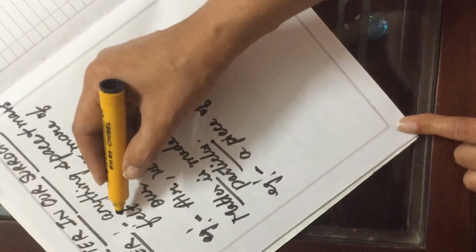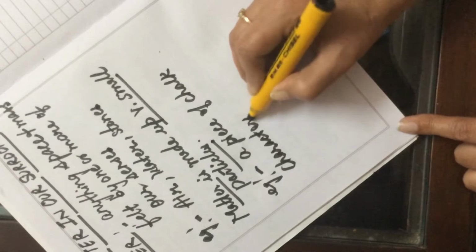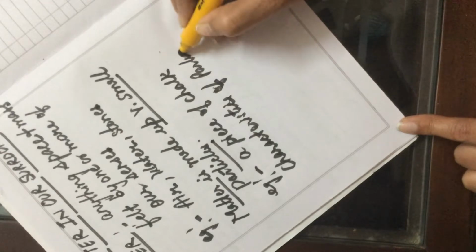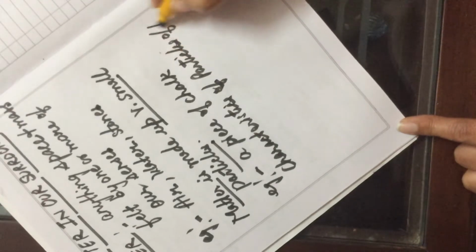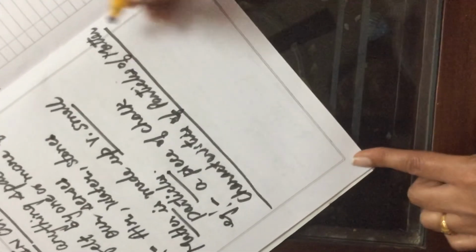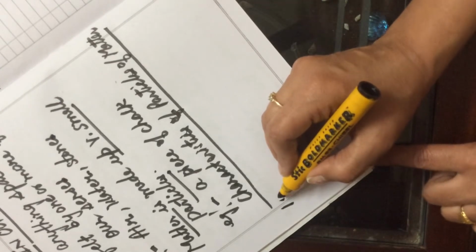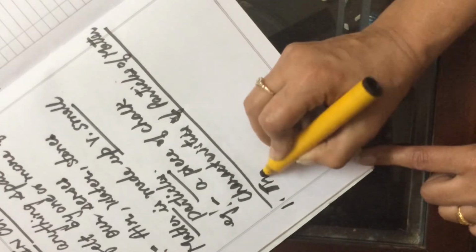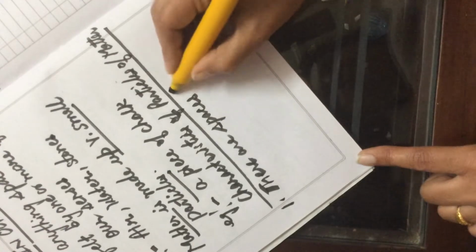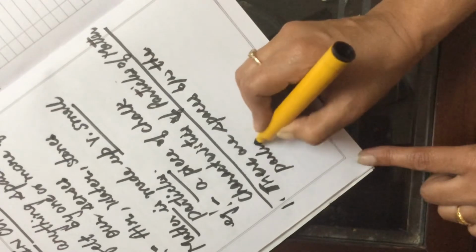After knowing what matter is, coming to the next part, the characteristics of particles of matter. We are taking 4 characteristics of particles of matter. First, there are spaces between the particles of matter.